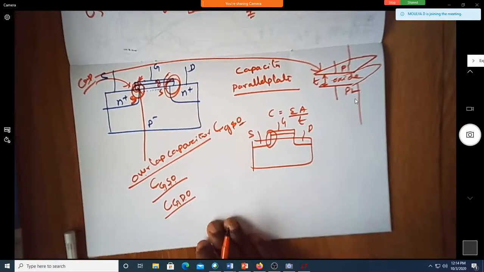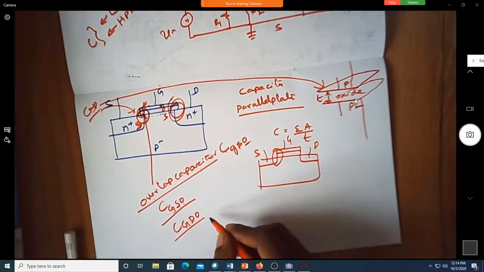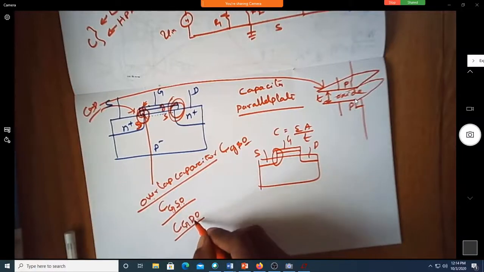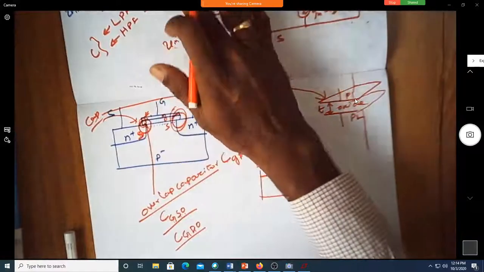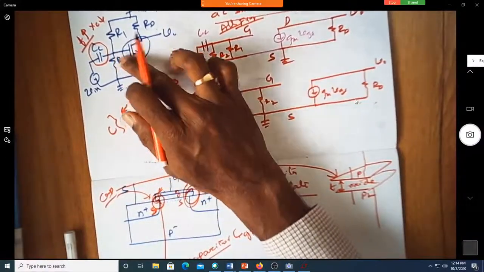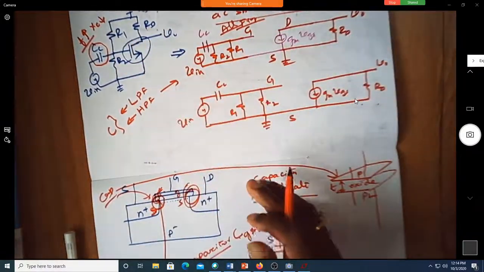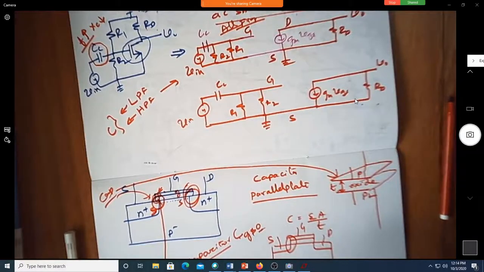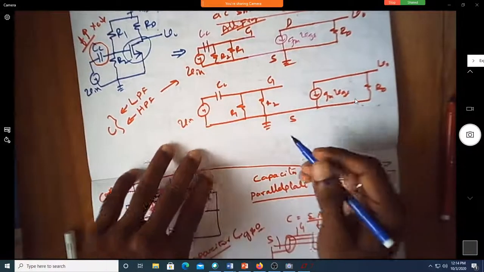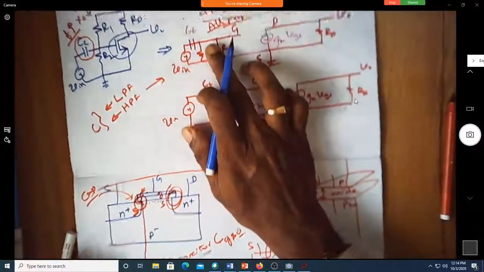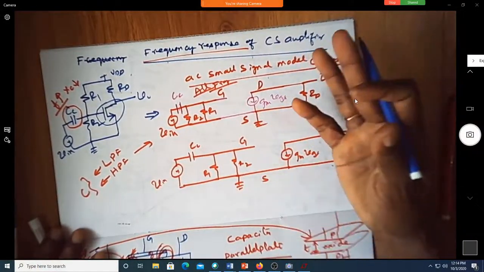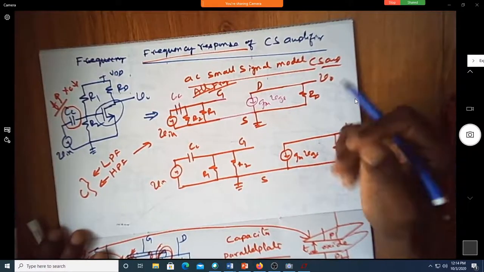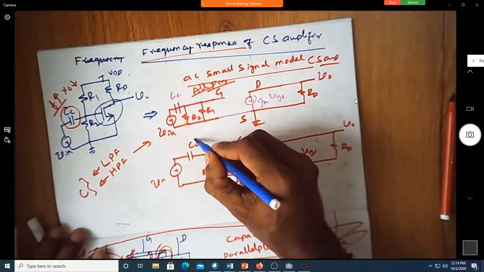So how do I represent this? Now this is between gate and source and gate and drain, no? In the earlier case I neglected that, because at lower frequencies their impact is okay, at higher frequencies their impact is less. Since I'm just doing it for frequency response, I want to consider all the capacitances. Will it affect or not? I'm going to put it. So that's why we put this.